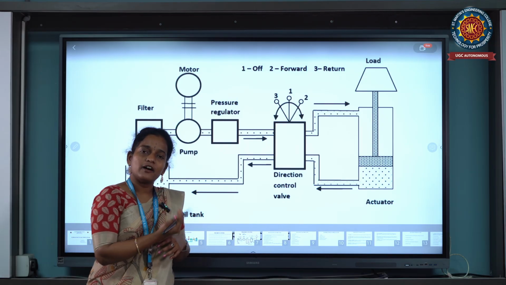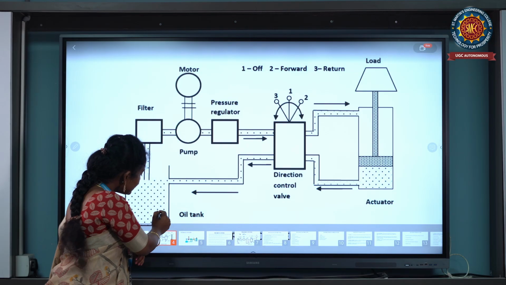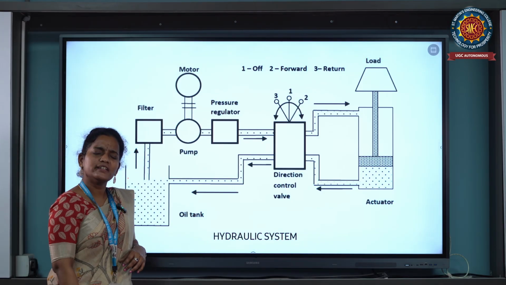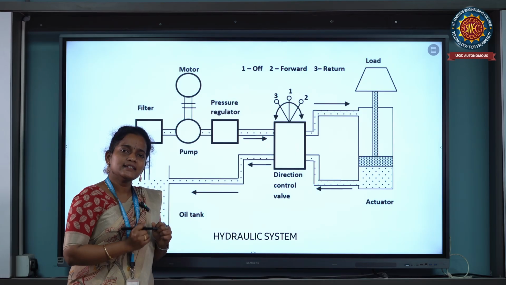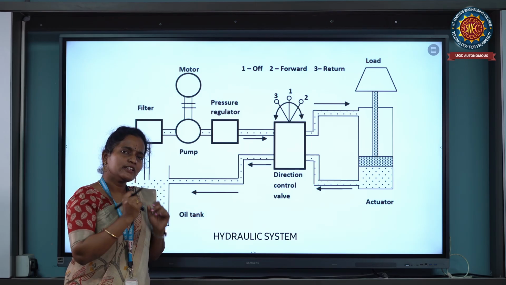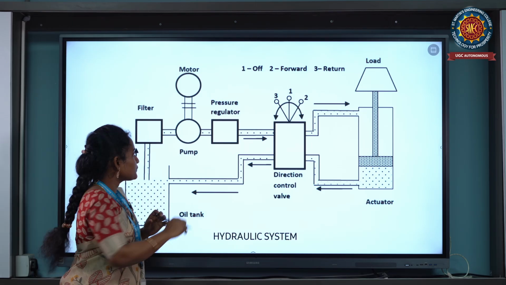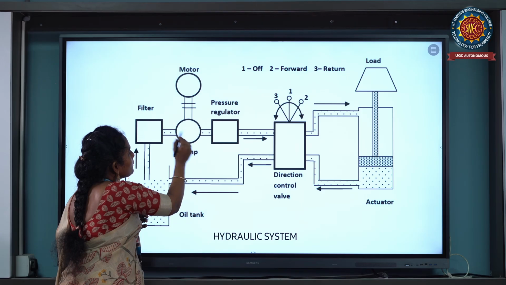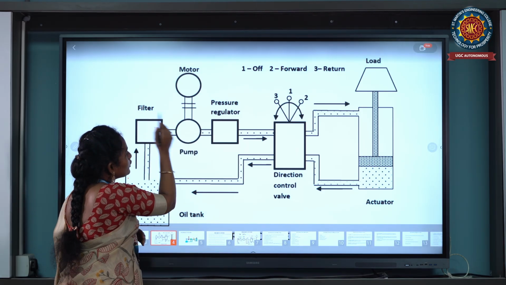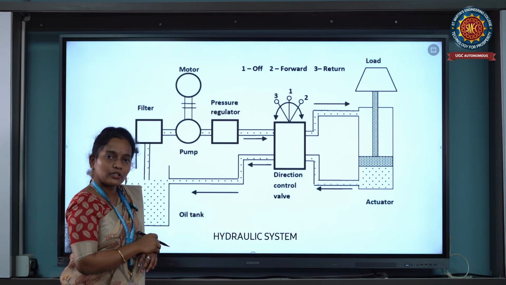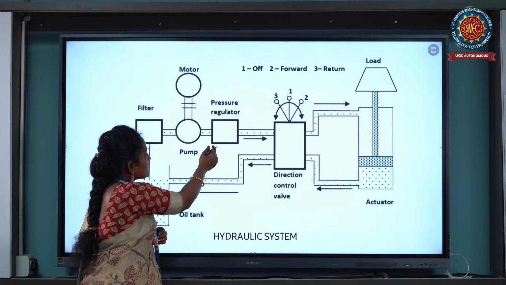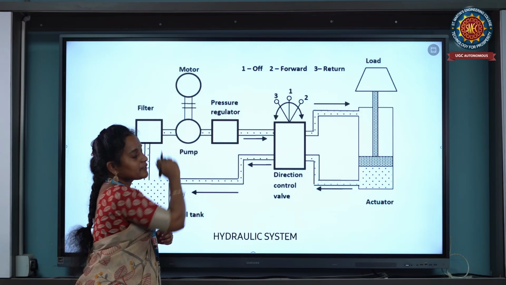After filtration, the oil collected from the oil tank is directly sent to the pump. So what is the use of the pump? We already discussed that the pump is used to force the oil into the system, right? That is, to increase the pressure. So after filtration, the oil is directly sent to the pump, and the pump forces the oil into the system through the pressure regulator valve.